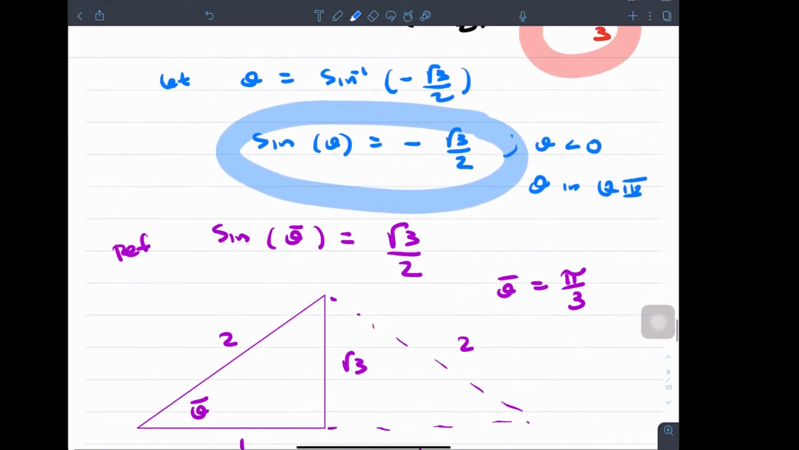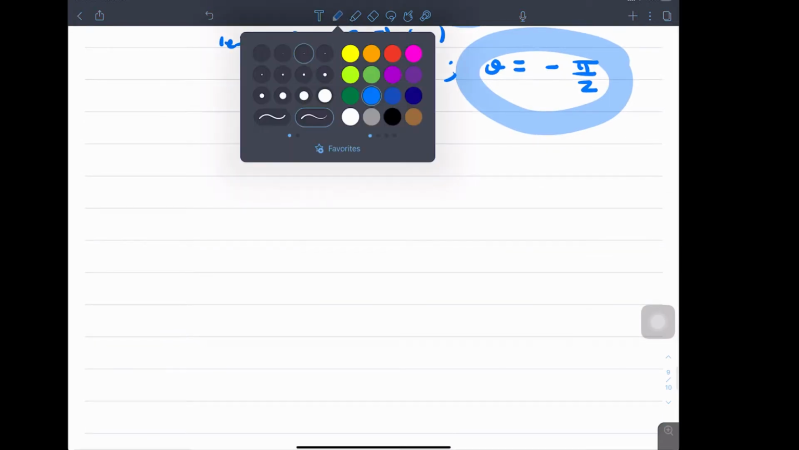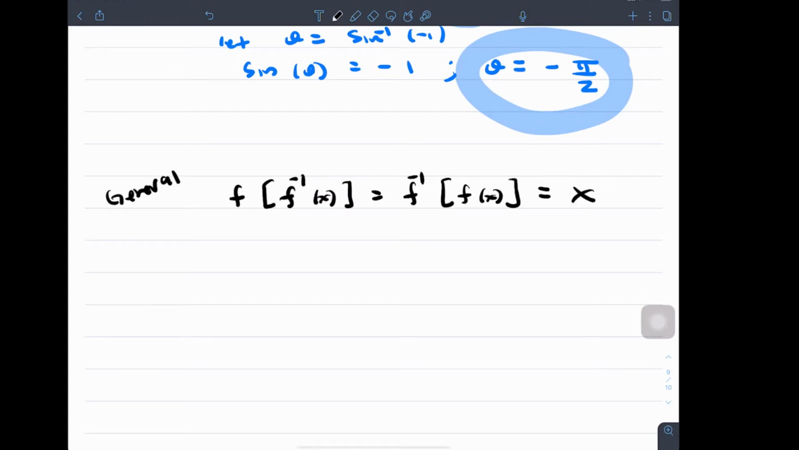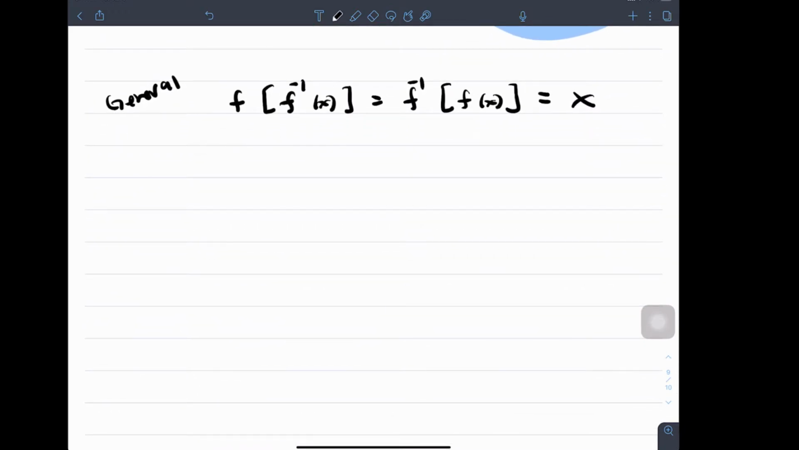Okay, and I'll give you guys a fact, if you remember some of these facts from inverse functions. Generally speaking, you have what's called composition of functions. F of F inverse equals F inverse of F, and they equal X. This is in general. This is with any function and its inverse.